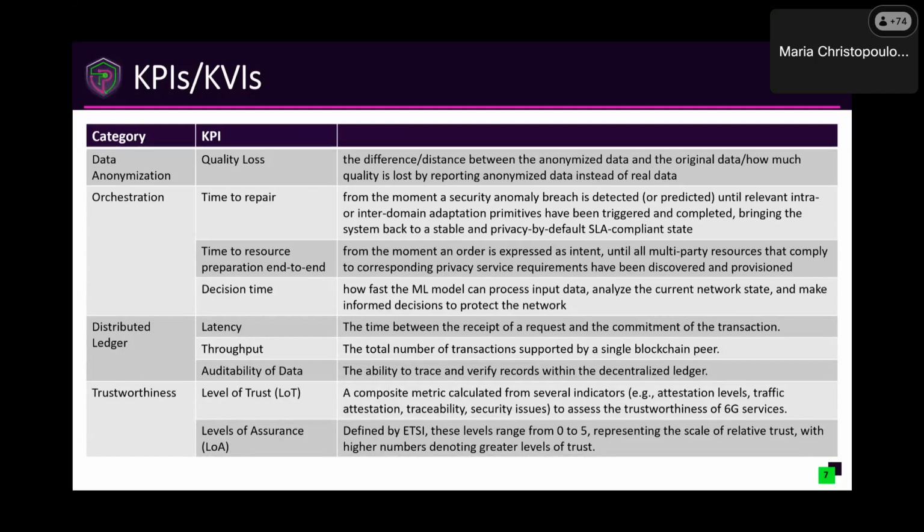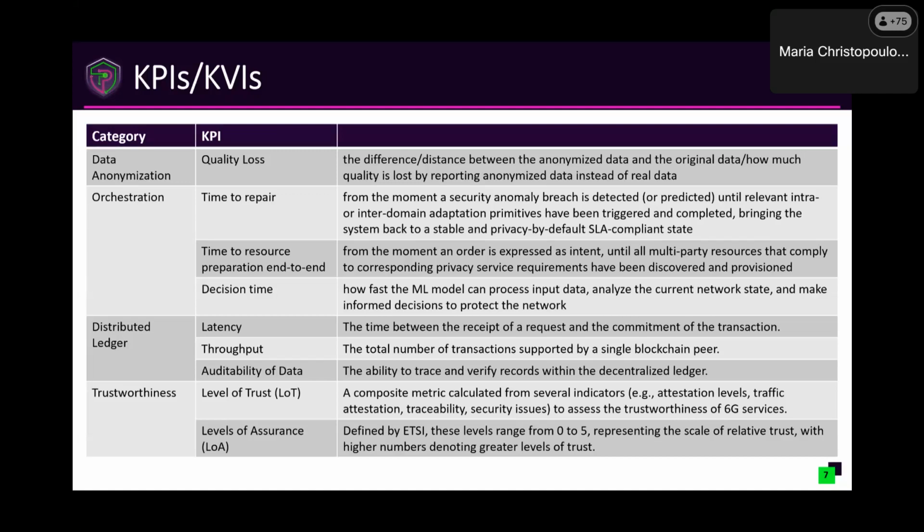analytics, let's say, umbrella. We also have some KPIs for orchestration, time to repair. If you detect an anomaly breach, then how much time it takes to address this threat, how much time it takes to prepare the resources against different domains, and also the decision time in case you are using some kind of a reinforcement learning agent. It signifies how fast the machine learning model can actually process the data, analyze the network state, and make the decision to protect the network.